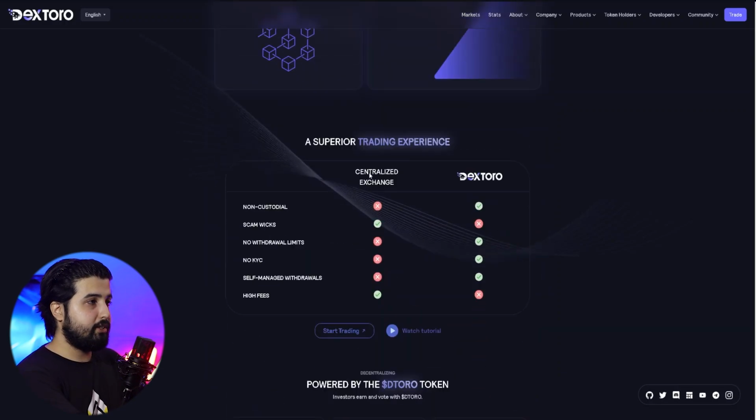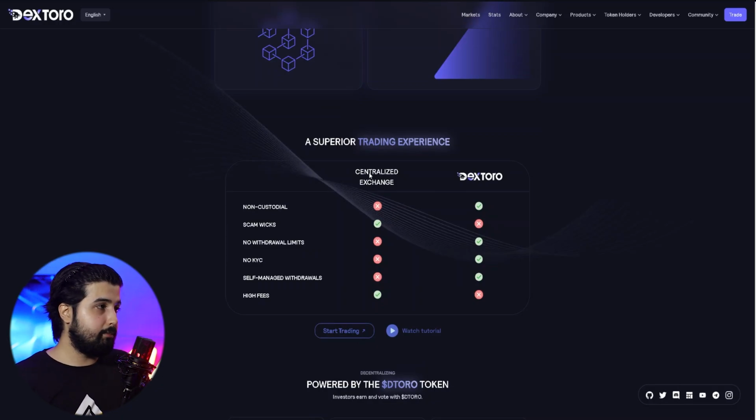Now, this is the comparison between DexToro and centralized exchanges. Centralized exchanges are not non-custodial. That means they keep the custody of our assets, which makes it riskier because we have seen what has happened in the past with some exchanges. But in DexToro, you don't have to worry about that.